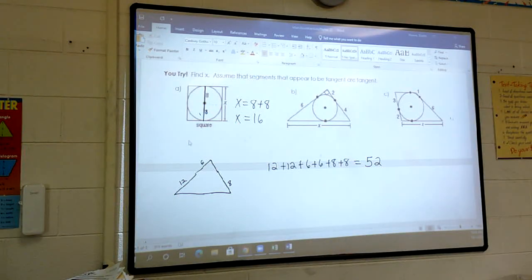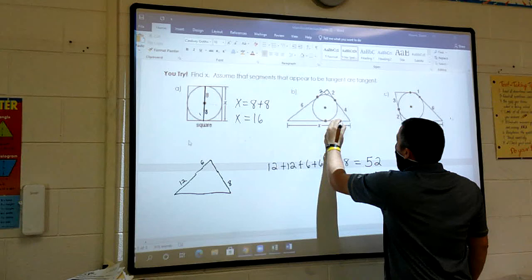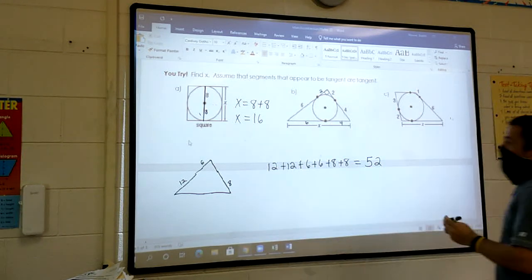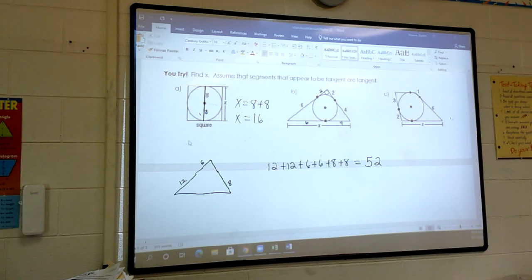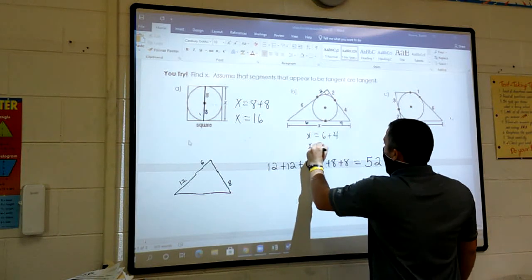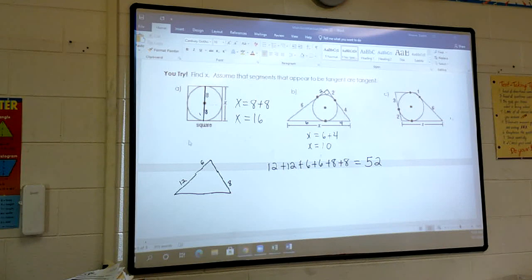Now we could try to piece together the other part. This is 2, so we know the other side's 2. This is 4, so we know this is 4. This is 6, so we know this is 6. So what is x? 10. Yeah, it's just 6 plus 4, which is 10. It's like piecing together a puzzle again. We're just looking at things. They give us things that are true, those theorems, and we use them to piece together the puzzle.